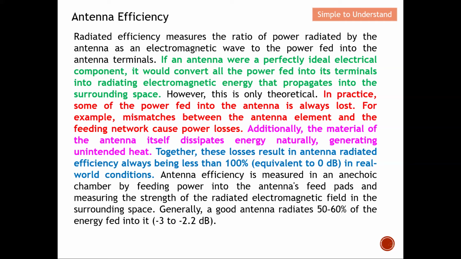You can't have exactly 50 ohm match with another 50 ohm. So a very little deviation can actually cause a mismatch between the antenna element and also the feeding network. So this is, as I have emphasized, you are bound to have some loss because there is no perfect match, both exactly 50 ohm, for example, for this case. In addition, the material of the antenna itself dissipates energy naturally, generating unintentional heat. You know that when we actually have energy, it can be converted into heat energy, which is undesired. And this actually will be one form of the loss also.